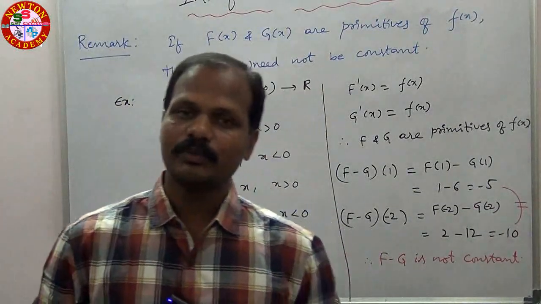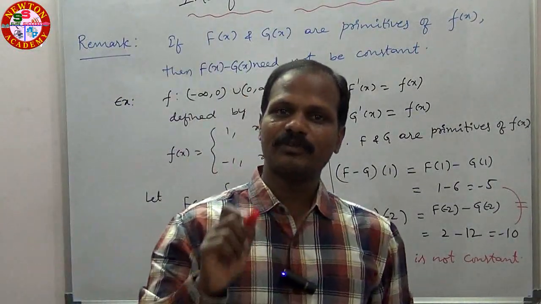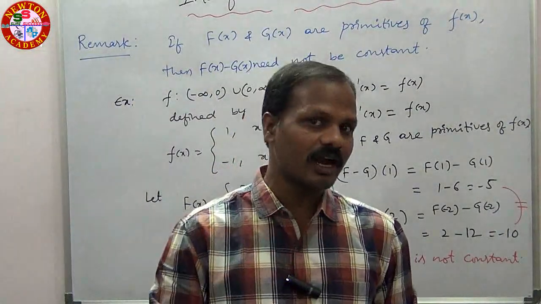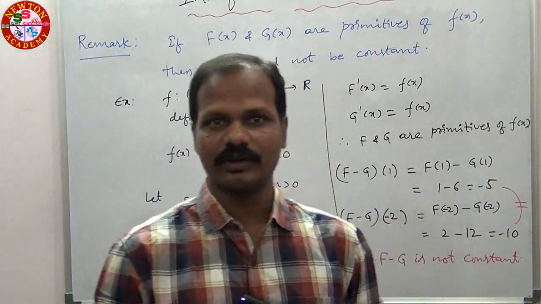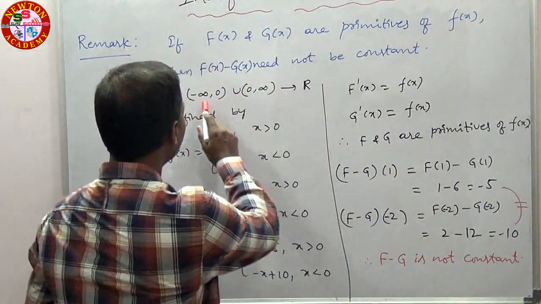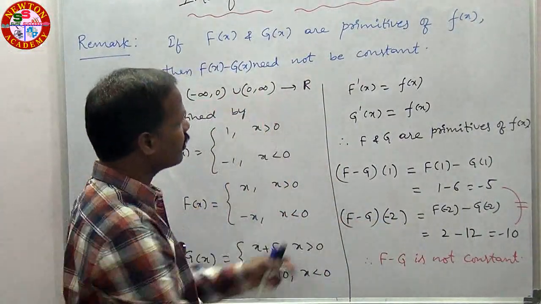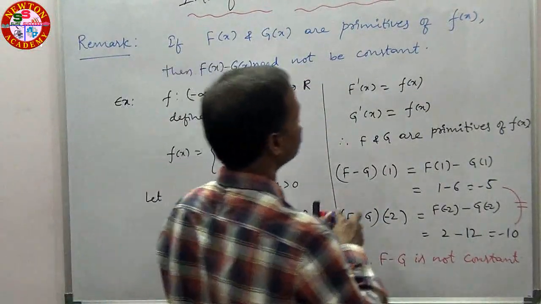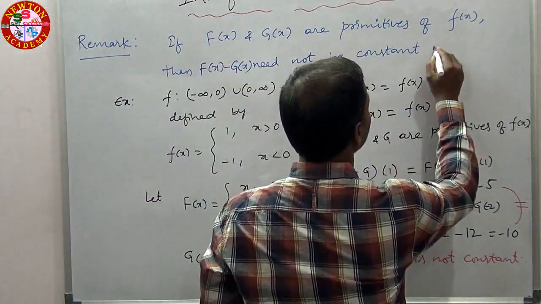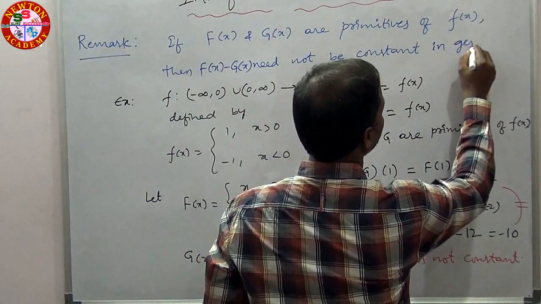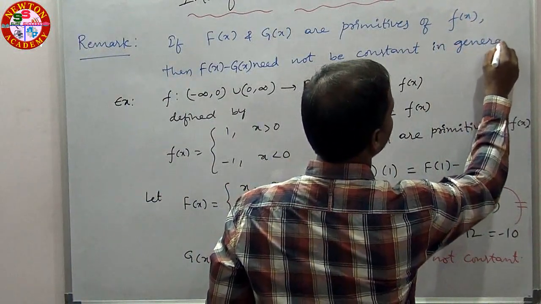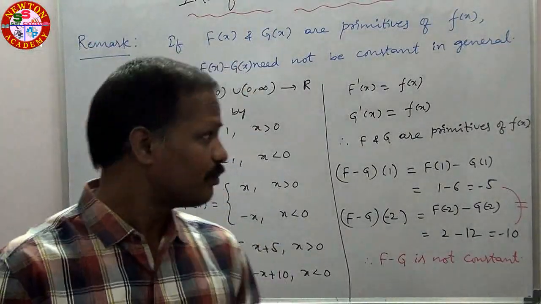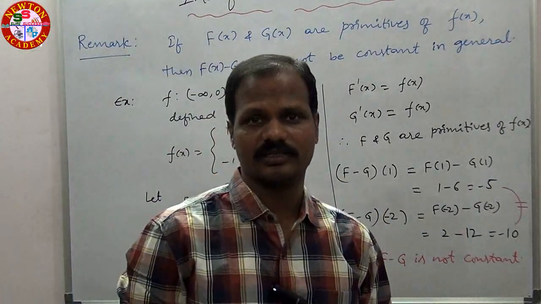What did we say in the definition? f is a mapping from I to R, where I is the interval. That is the interval, not a union of intervals, not a set. Okay? So here this condition has failed, so f minus g need not be constant in general. In general. Constant in general. Okay? And sometimes it may be constant. Okay, clear?